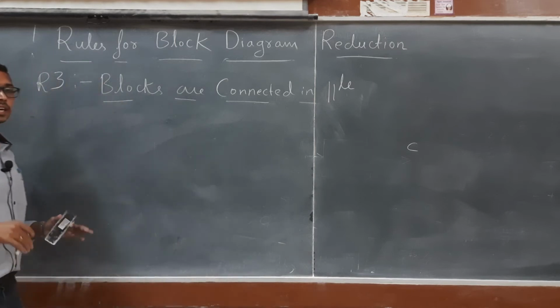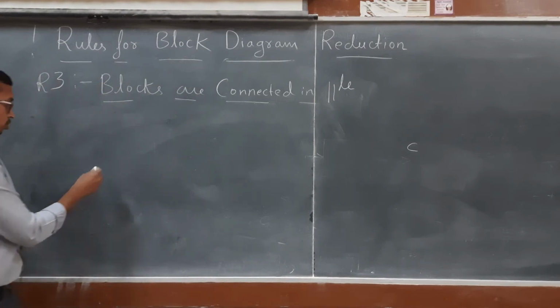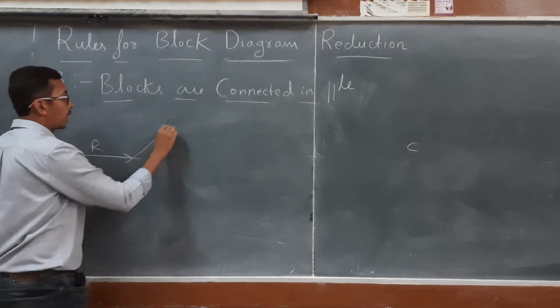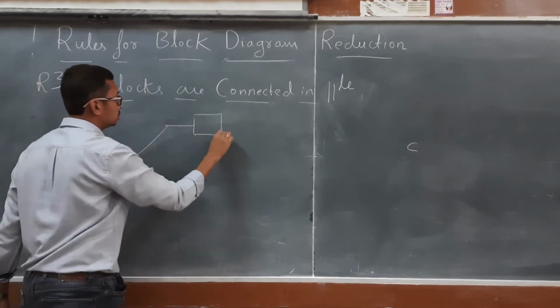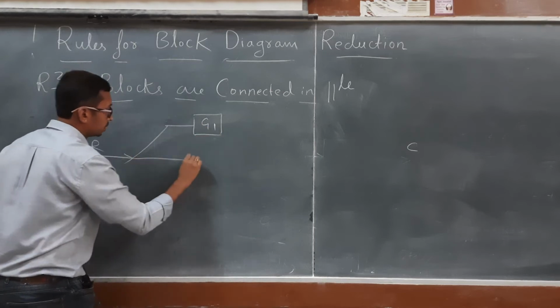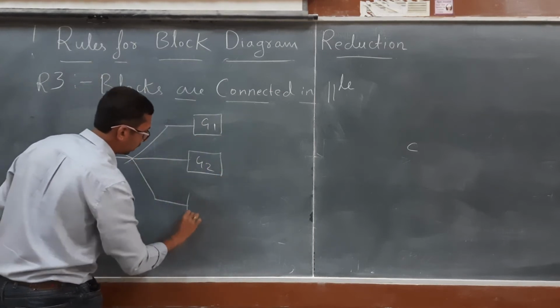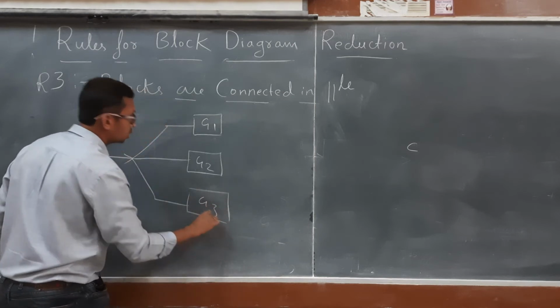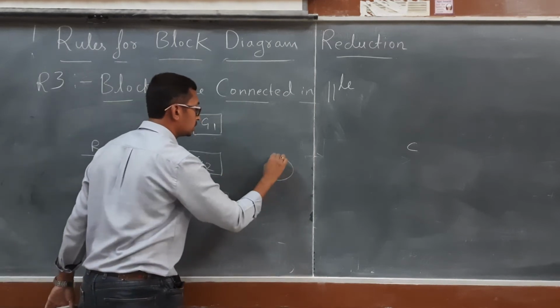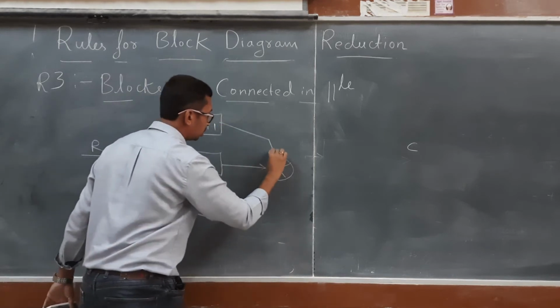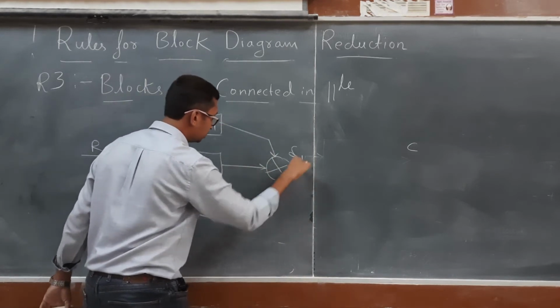Okay, so blocks are connected in parallel. I am going to demonstrate that. R is the input. So I have blocks G1, G2 and G3. All the signals from these blocks are connected to summing point 1.